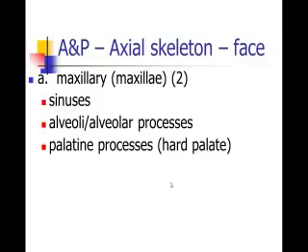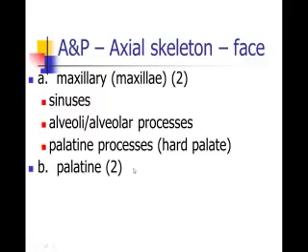There's the palatine processes of the maxillary bones. They make up a significant portion of the hard palate, the anterior portion of the hard palate on each side. And the palatine process is another example of something being named for the bone it articulates with rather than the bone it's part of.